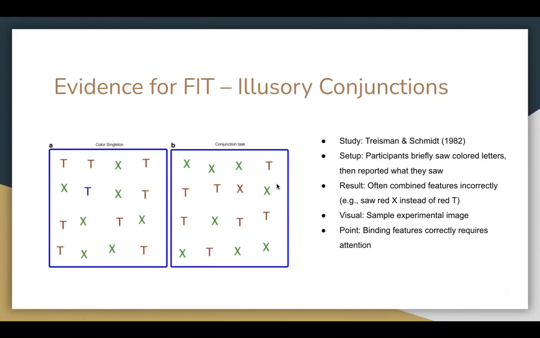But on the right, in the conjunction task, the target shares features with other items. So there are red T's, green X's, red X's mixed in. Under these conditions, participants often miscombined features, saying they saw a red X when only a green X or a red T were present. This visual evidence supports FIT's claim: when attention is limited or distracted, feature binding breaks down and we confuse what we actually saw.